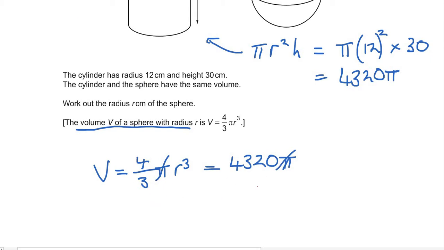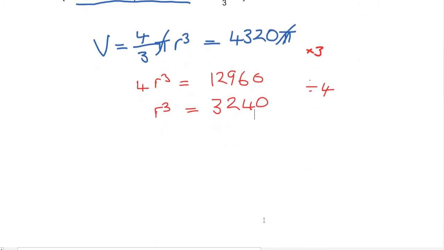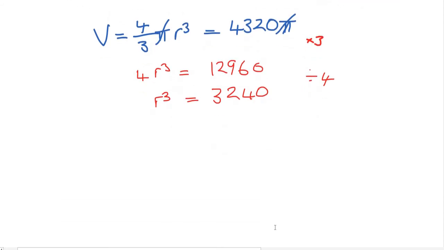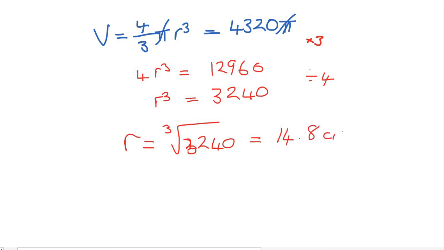We can times by 3 to get 4r cubed equals 12,960. Now we can divide by 4 to get r cubed equals 3,240. Right, and we're asked to find the radius, so all we have to do now is do r equals the cube root. We don't need to worry about plus or minuses here. 3,240. And this equals 14.8 rounded, and it's centimeters.